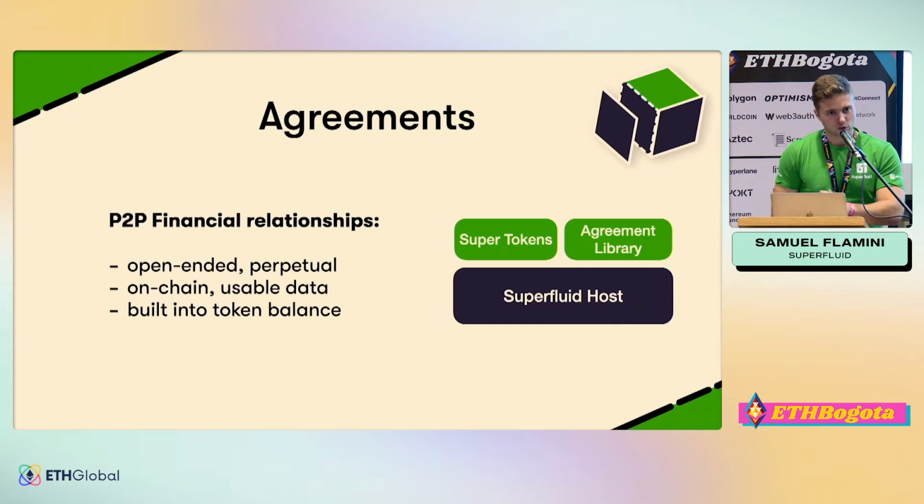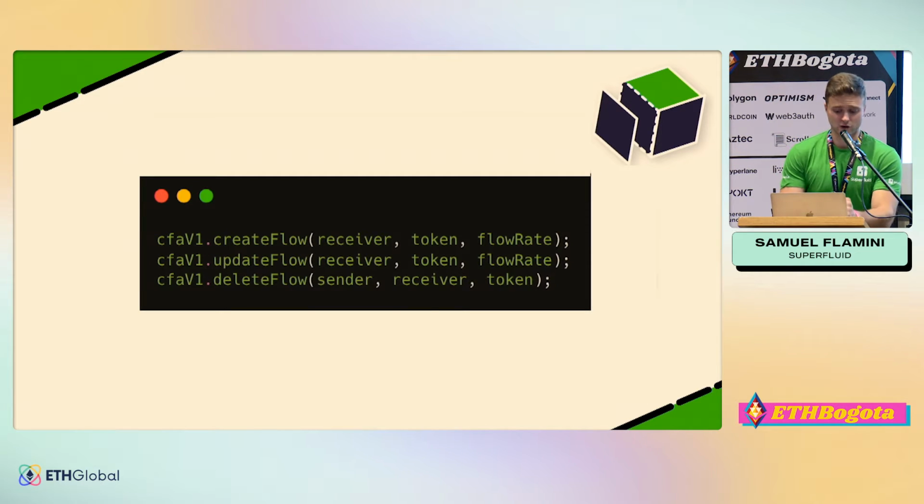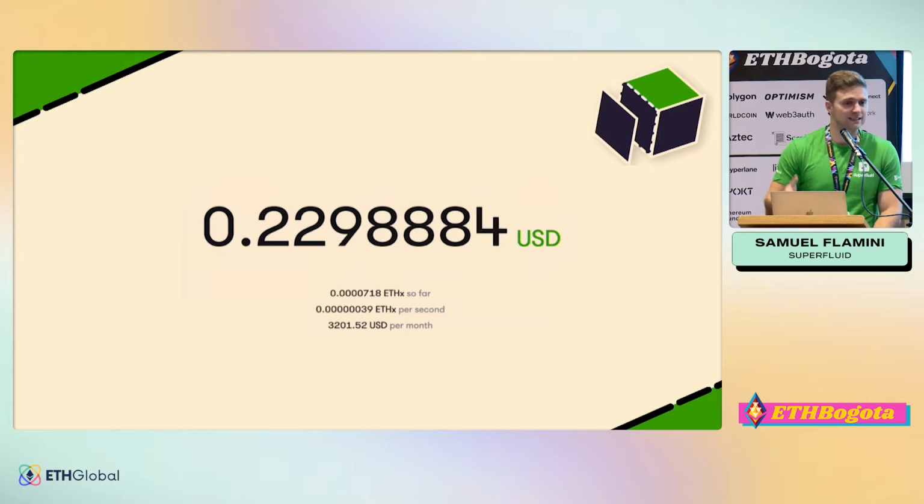So we'll get into how the token balances work in just a moment, but what's happening here is within the constant flow agreement, right, which is the main agreement that facilitates all this money streaming, you define that flow rate and money begins flowing immediately in real time from you to the receiver, right? The sender or receiver can be smart contracts, right? It doesn't matter, right? You're just executing a transaction and money begins flowing in real time. So literally this right here, these simple lines of code, CFAV1.createFlow(receiver, token, flowRate) will open this money stream, right? It will create this.